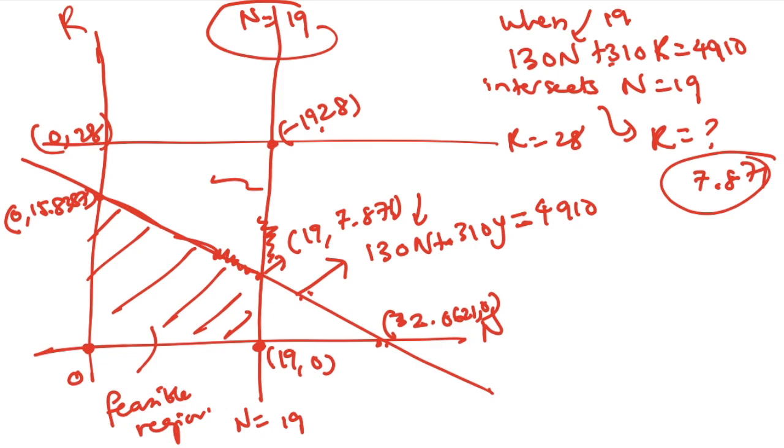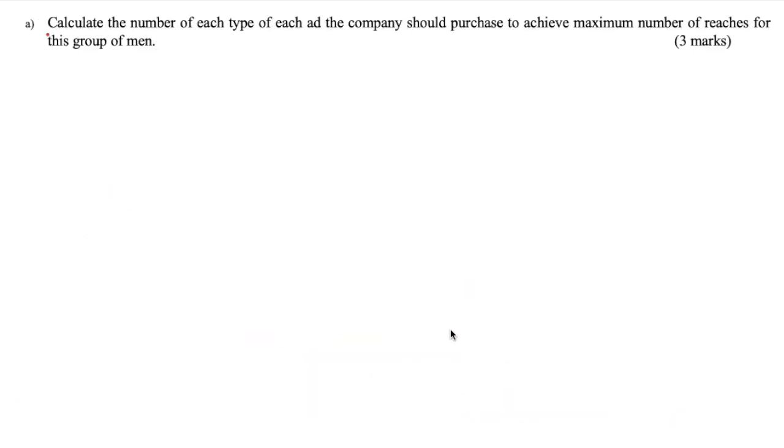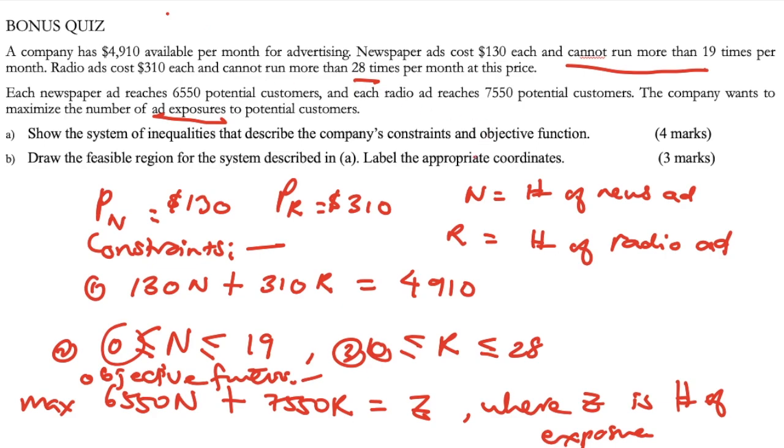Now we need to have question C. Question here, calculate the number of each type of ad the company should purchase to achieve maximum number of riches for this group of men. Okay, now we have found the feasible region. Therefore, from this feasible region, you look at the point of boundary. Okay, let me highlight. The first point is this, the second point is this, the third point is this, the last point is this. Okay, and we know that the objective is to achieve the maximum number of exposure. And if you look here, maximize Z.